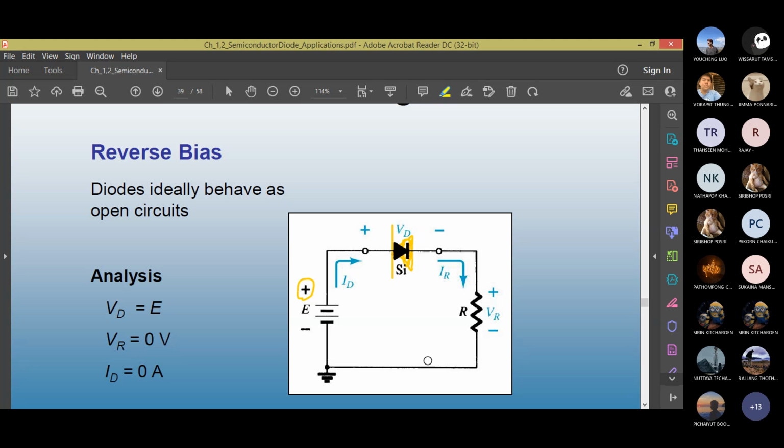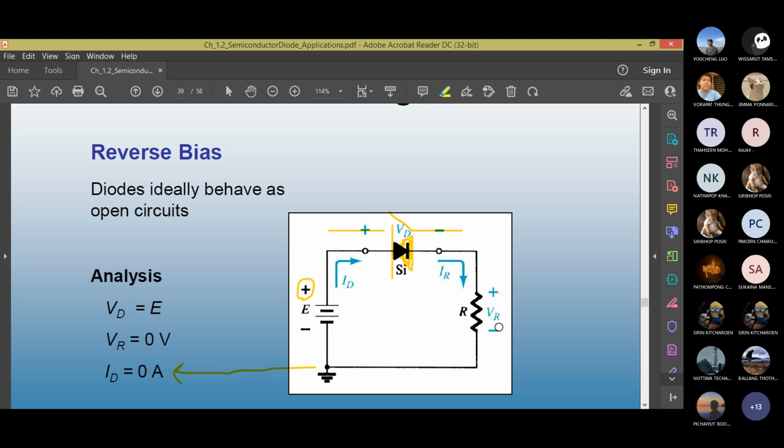In reverse, it should be off. It is off. When it is off, it is like an open switch. This circuit is open. When the switch is open, no current can flow. That's why in this example, in this slide, it says ID or IR is 0 amp. If ID is 0, IR is also 0.